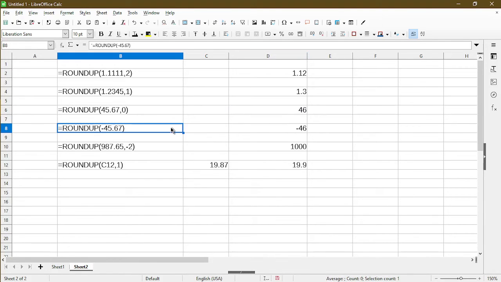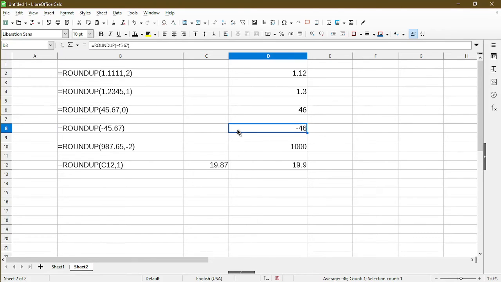In the fourth example, we have a negative number and there's no second parameter. This is just also saying round to the nearest integer. And being a negative number, it rounded to negative 46.